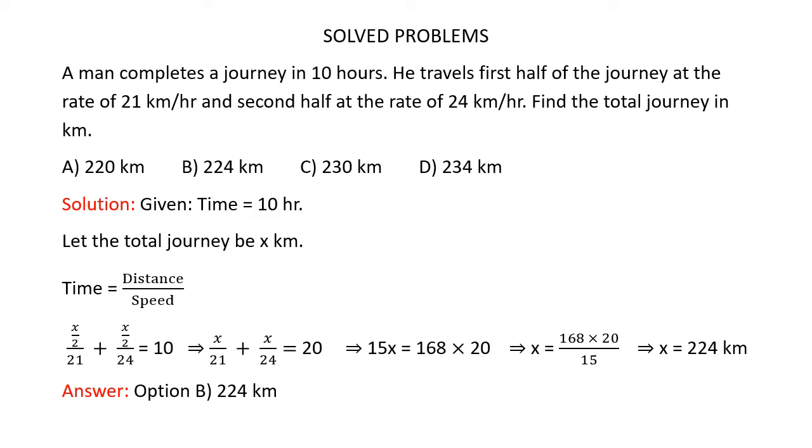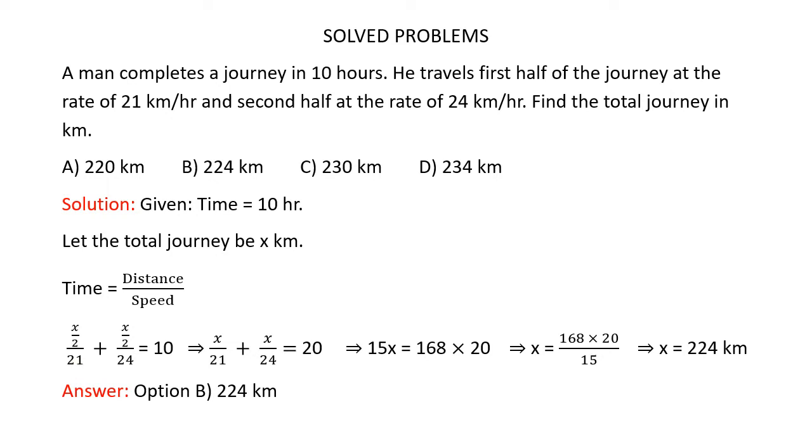Now it's given that he travels the first half of the journey at the rate of 21 kilometers per hour. So total journey is x kilometers. First half of the journey means x by 2 kilometers. So distance is x by 2 kilometers and speed is 21 kilometers per hour for the first half of the journey. So time taken for the first half of the journey is x by 2 divided by 21.